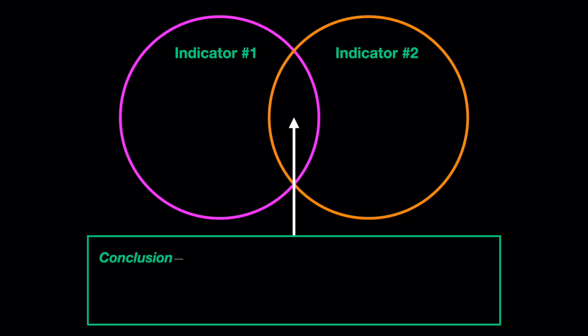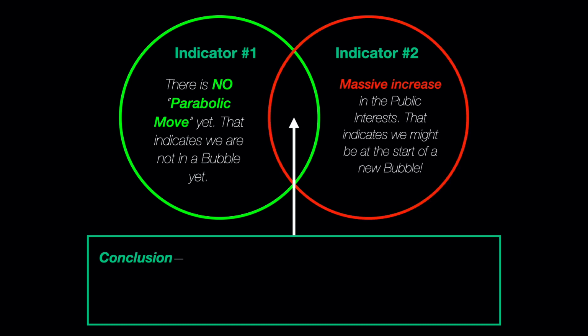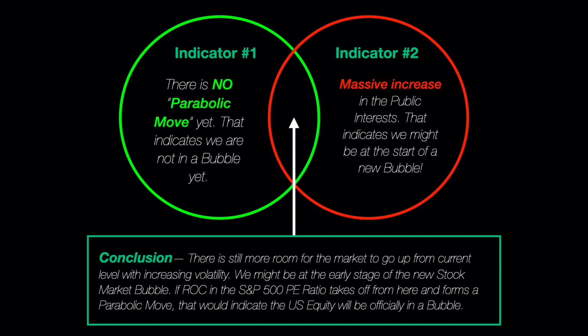So in conclusion, based on the rate of change of S&P 500 price to earnings, we're not in the middle of the stock market bubble yet, but based on a sudden massive jump in the retail participants and the speculations, the probability that we're at the start of a new market bubble is extremely high. We should expect the market will continue going up from the current level with higher than average volatility.